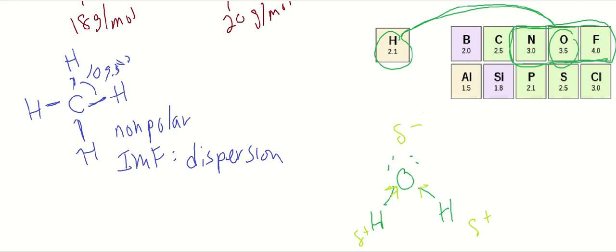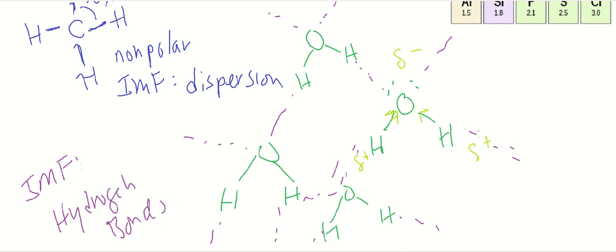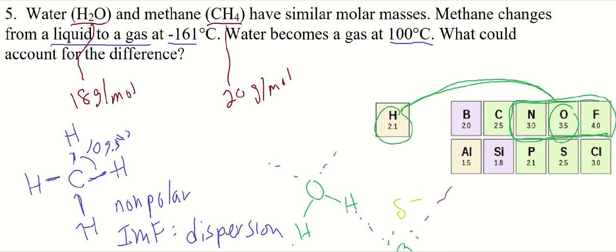When you have millions of these, you're going to get hydrogen bond interactions between all the water molecules. These purple dots represent hydrogen bonds between water molecules. I'll just draw one more here. Here's another water molecule, and I think you see the pattern. Right, so these purple dots represent very strong intermolecular forces, specifically hydrogen bonds. So it's going to take a lot more energy to vaporize water because of those intermolecular forces.